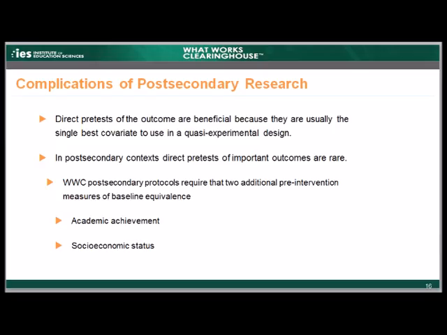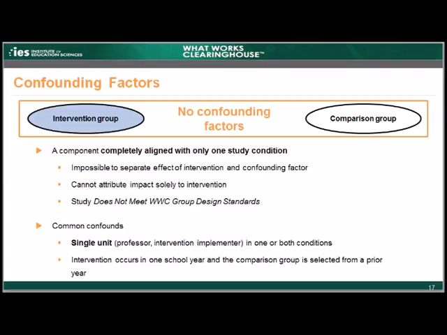Turning now from baseline equivalence, let's move to the third factor we want to assess: whether a component or factor of the study other than the intervention may influence the outcome. Or in other words, if the study suffers from confounds. The easiest way to understand confounds is to talk through some of them.